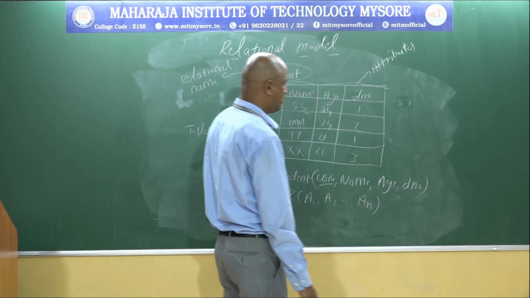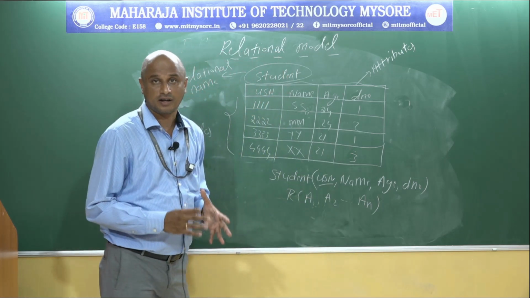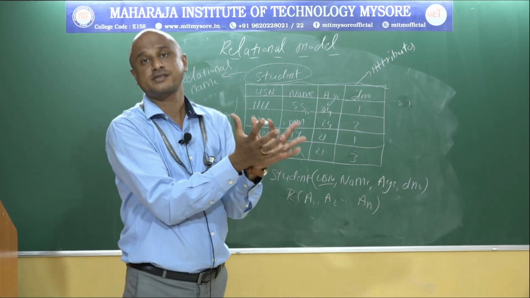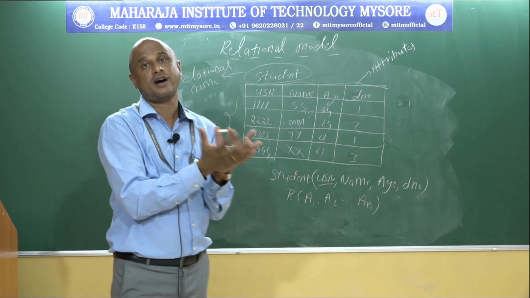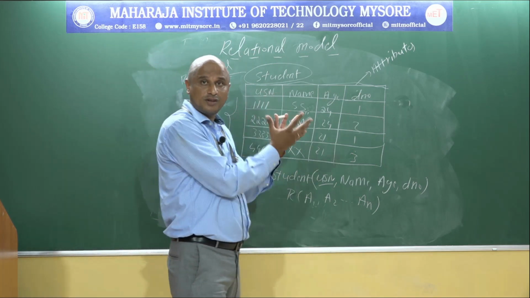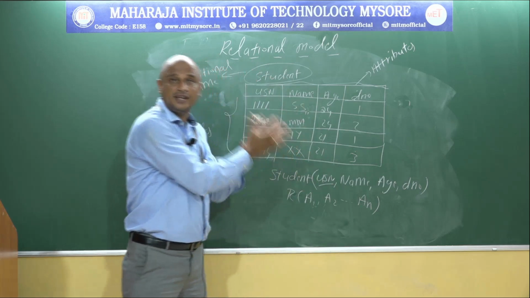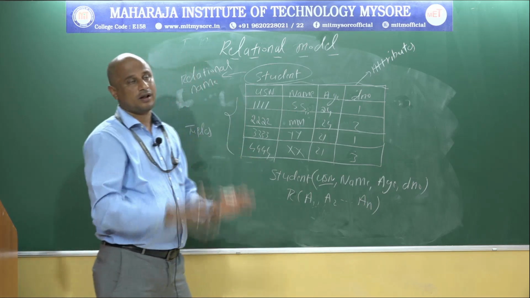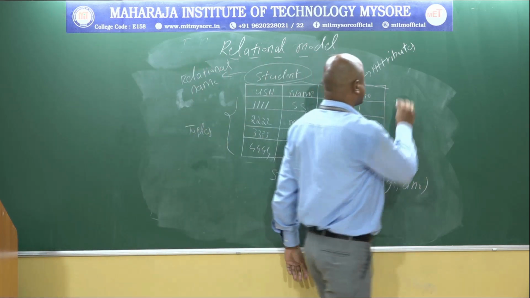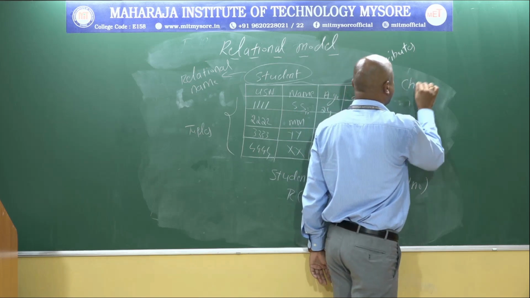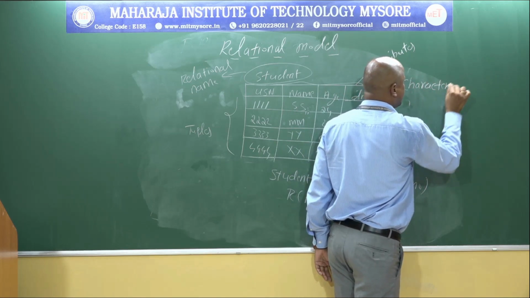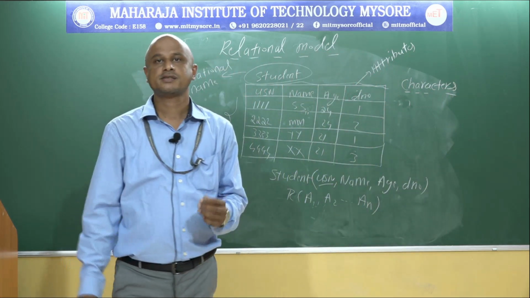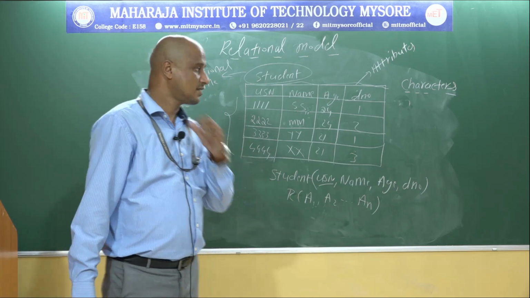So here we have some more characteristics to define. This relational database has some beautiful characteristics. What are the characteristics you want to define while building a table in a relational model? So now, some characteristics that the relational database provides for a table.